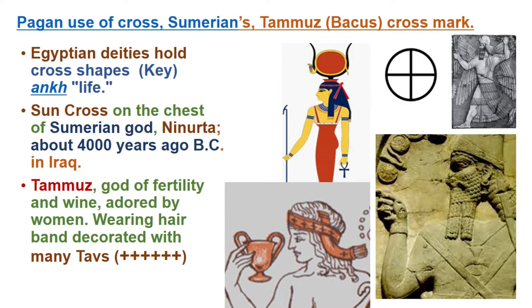Egyptian deity holds a cross shape, cross mark, Ki, Ankh, meaning life. Okay, look at the woman. On the head part, there's a sun. This is the image of the sun god. Now she's holding one on the right hand, an iron staff. On the left, the cross mark. I assume it is Ki, but the scholars assume it is also a cross mark. The meaning is life.